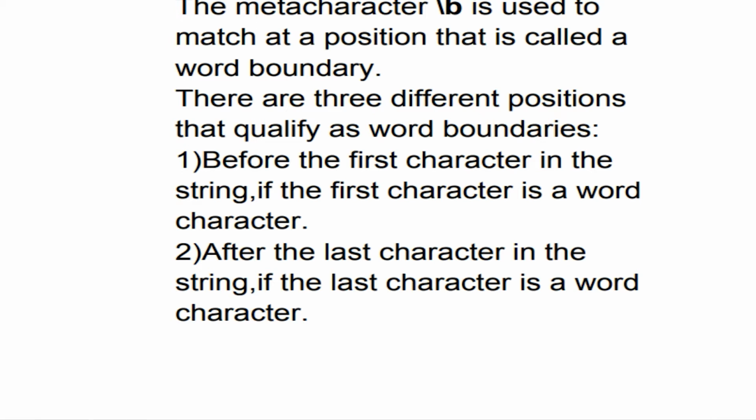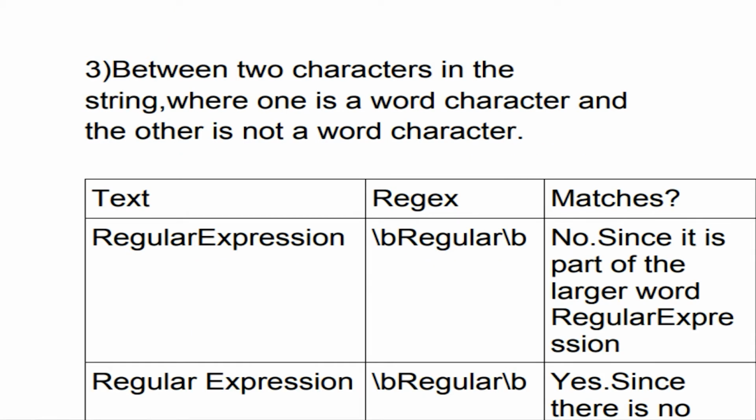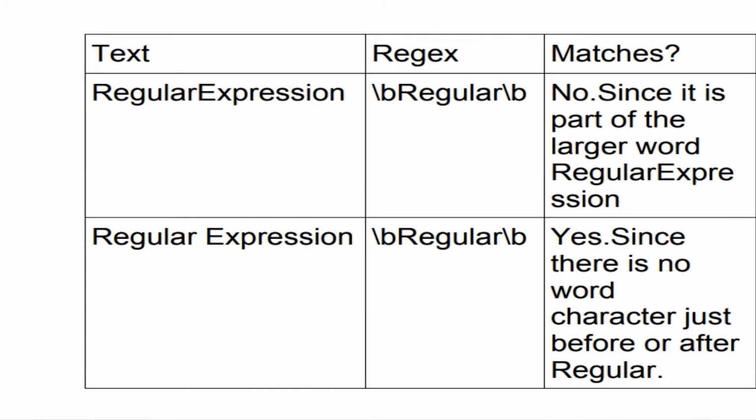The first one is before the first character in the string if the first character is a word character. The second one is after the last character in the string if the last character is a word character. The last one is between two characters in the string where one is a word character and the other is not a word character. Now let's understand word boundary through some examples.